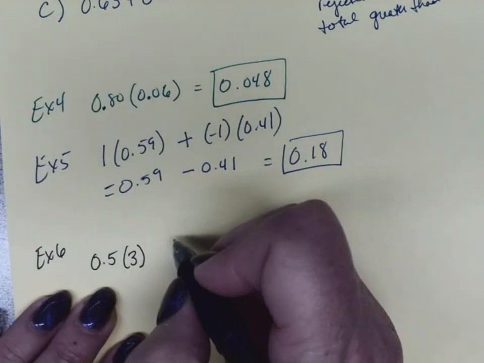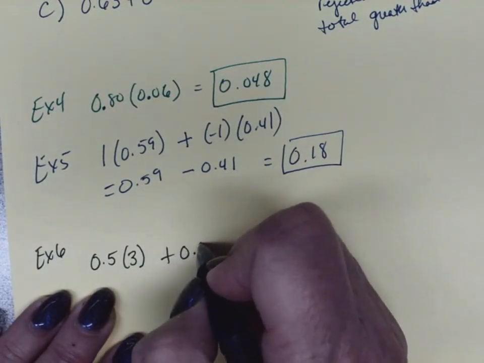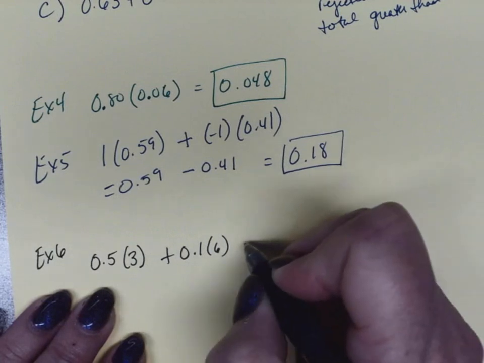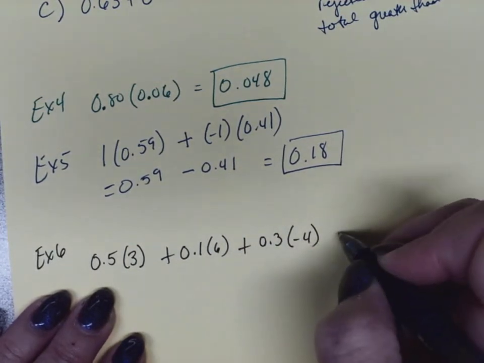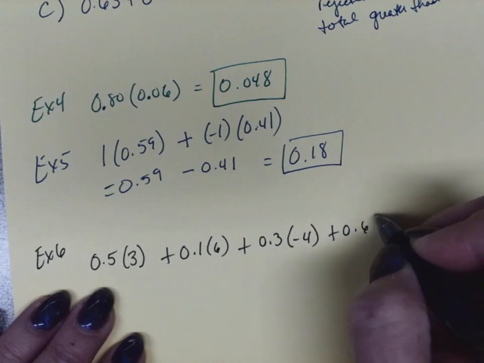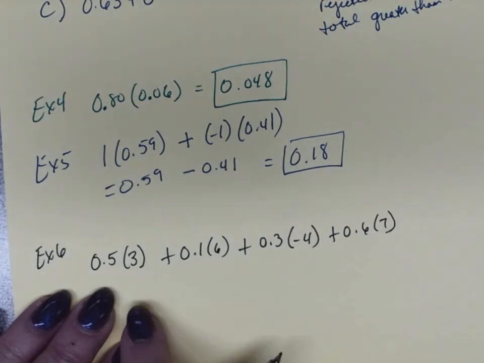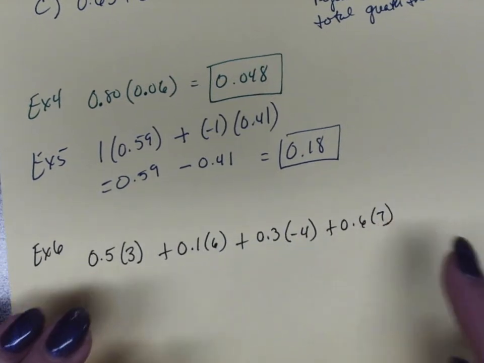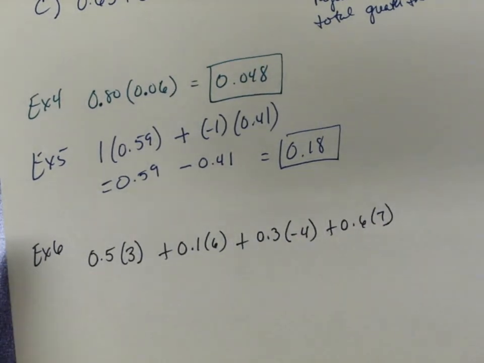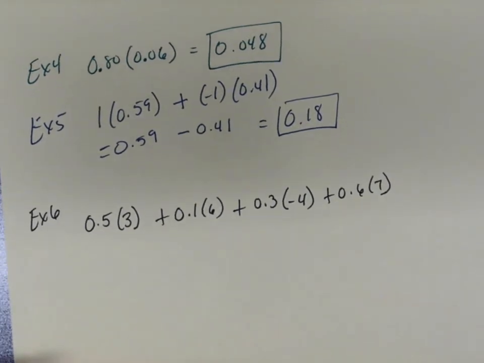So 0.5 times 3 plus 0.1 times 6 plus 0.3 times -4 plus 0.6 times 7. Probability times our x values. 1, 2, 3, 4. Yep, it says 5 outcomes, but there's only 4, so I guess there's a typo there.